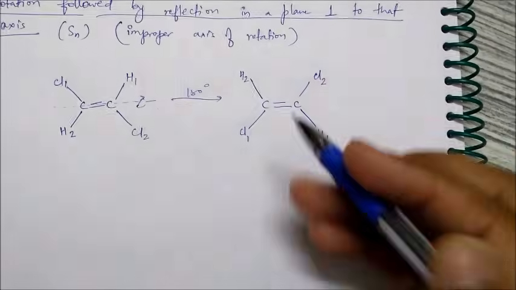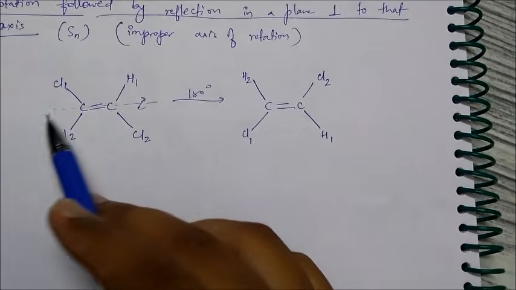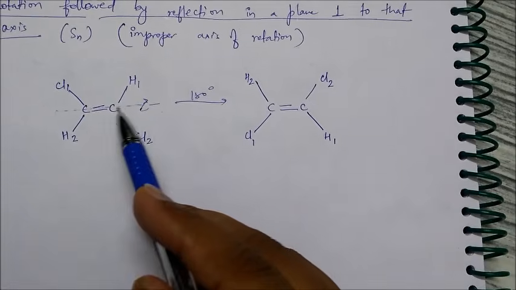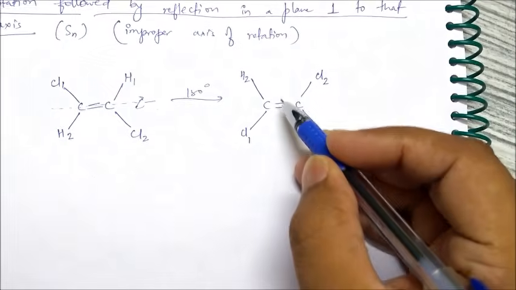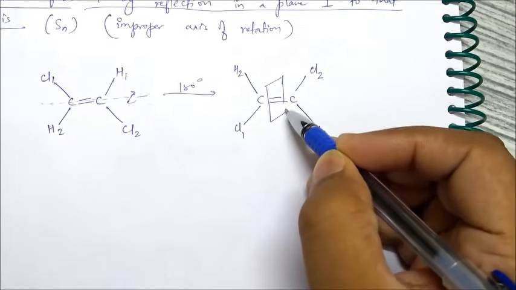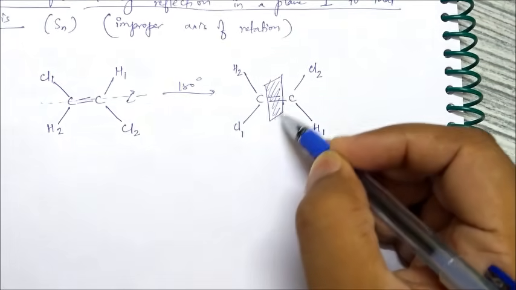We need to apply a plane that is perpendicular to this axis. What axis have we applied? This was the axis. Now we are going to apply a plane which is perpendicular to this axis. So I'm just drawing it like this. Okay, so this is the plane. So what will this plane do?